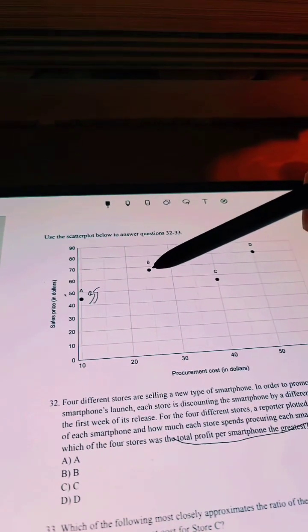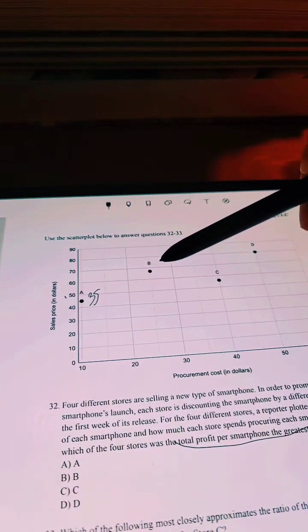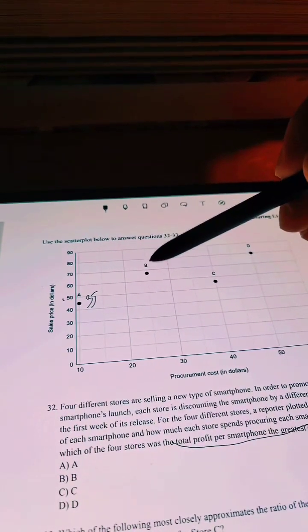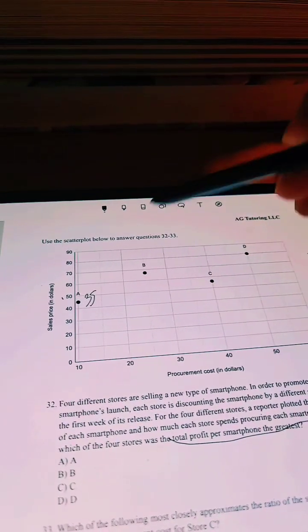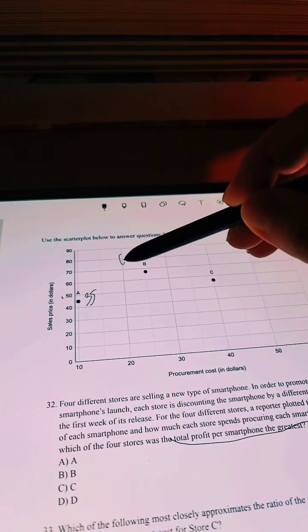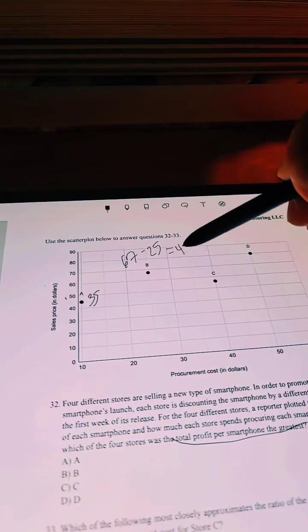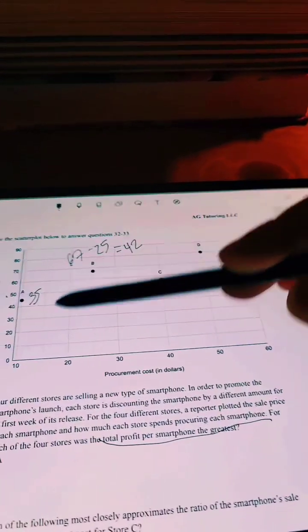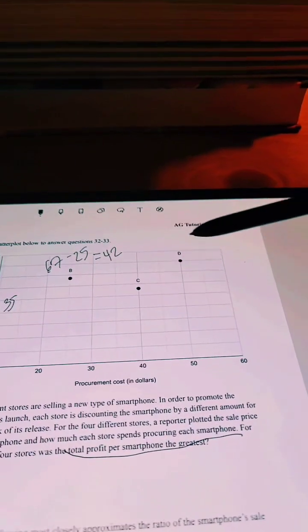And then let's do the same thing for B. So that looks like it's a little bit beyond 65, let's say 67. 67 minus, this is halfway between 20 and 30, so at 25. So we would have 67 minus 25, and that's going to equal 42. So that's already winning this profit race, I guess.